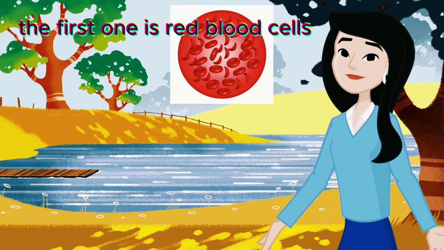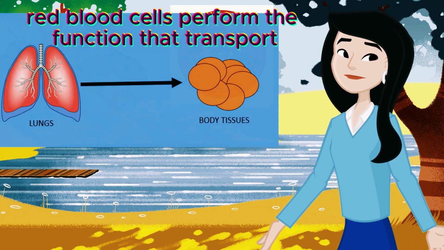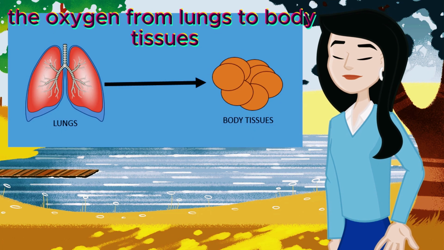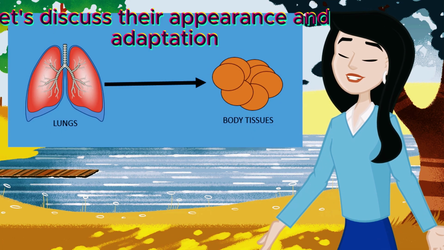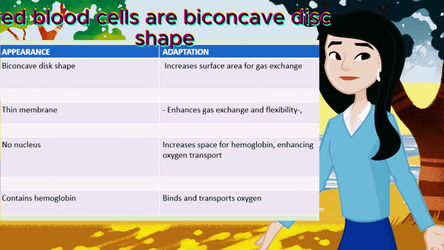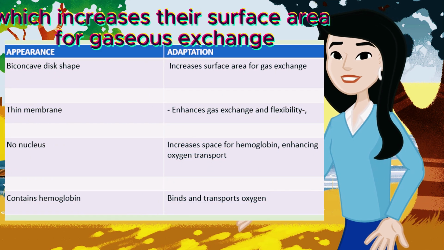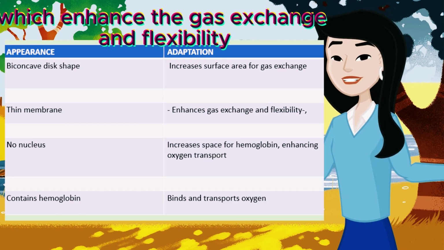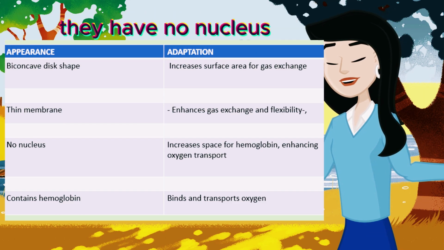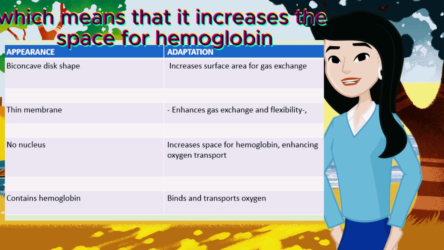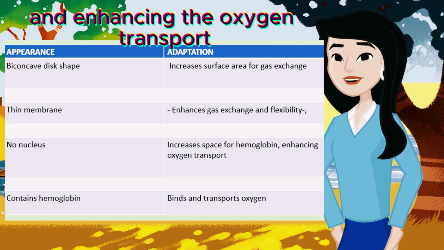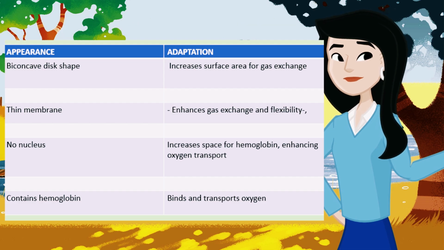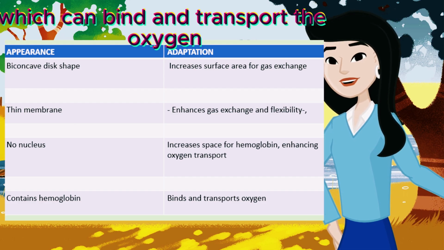The first one is red blood cells. Red blood cells perform the function of transporting oxygen from the lungs to body tissues. Let's discuss their appearance and adaptation. Red blood cells are biconcave disc shaped, which increases their surface area for gaseous exchange. They have thin membranes, which enhance gas exchange and flexibility. They have no nucleus, which increases the space for hemoglobin, enhancing oxygen transport. They contain hemoglobin, which can bind and transport oxygen.